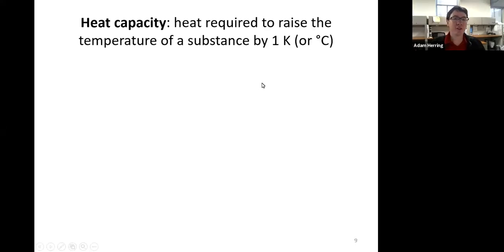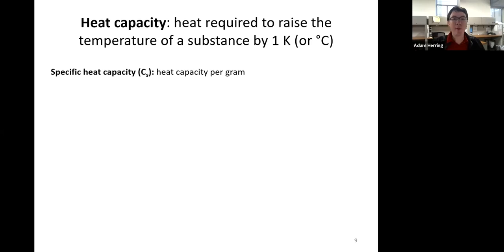So we first need to start talking about heat capacity. Heat capacity describes the heat that's required for any substance in order to raise the temperature of that substance by a degree Kelvin or a degree Celsius. Remember that the Kelvin scale is built similarly to the Celsius scale, so 1 unit Kelvin is the same as 1 unit Celsius.